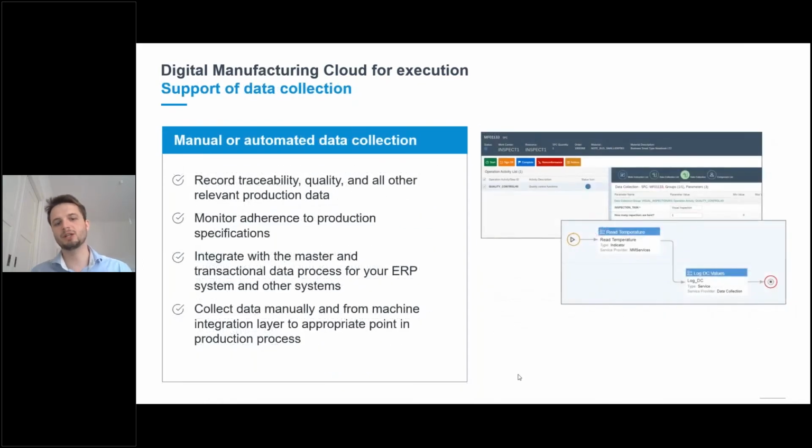The data collection capability allows you to record traceability and ensures production quality by monitoring the adherence of production specification, and also by validating collected data against predefined limits. Data is collected using user-defined data parameters assigned to data collection groups. So you can either perform this data collection automatically or manually, however you wish.